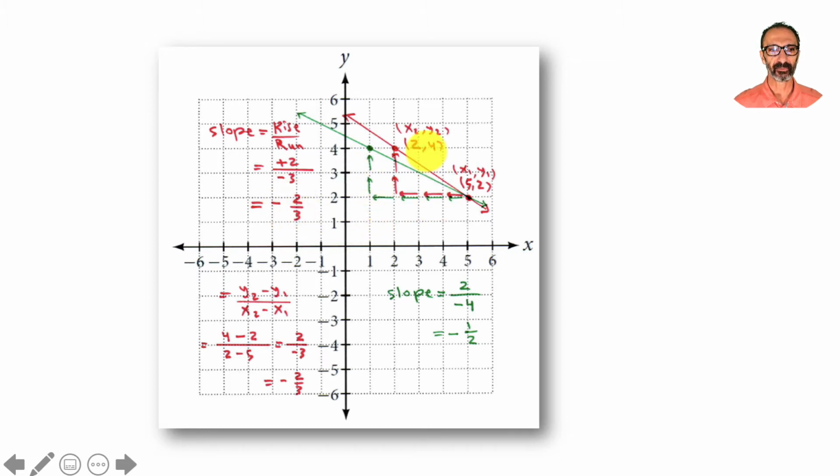For the green one, I'm going to go from this point to this point. 1, 2, 3, 4 to the left. 2 up. 2 over negative 4 simplifies to negative half. And that's like, if you want to do it as subtraction, y2 minus y1 over x2 minus x1 for the red one.